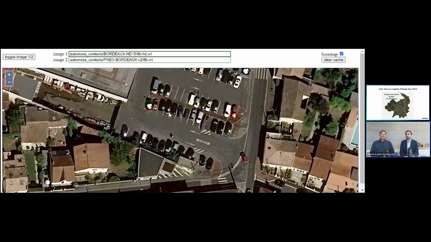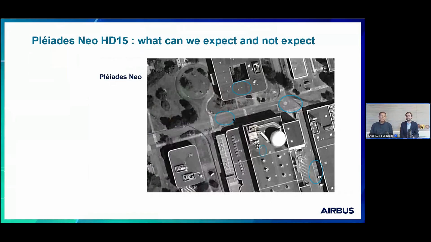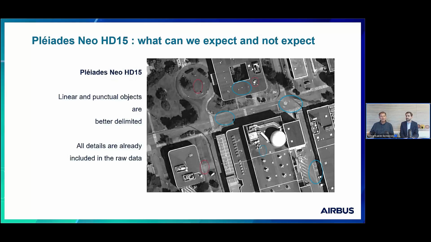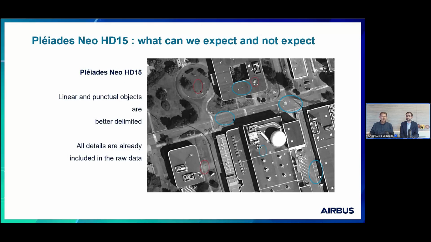Okay, so here I will introduce 3 different images. A Pléiades Neo image that you have just in front of you, and look at the blue circles. The blue circles show where you can expect the benefit. Then I will go to the Pléiades Neo HD15, going back and forth between the 2 images. So you can see the improvement. The lines are sharper. It's easier to interpret if you look at the roof.